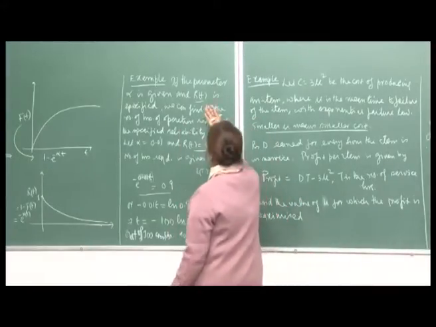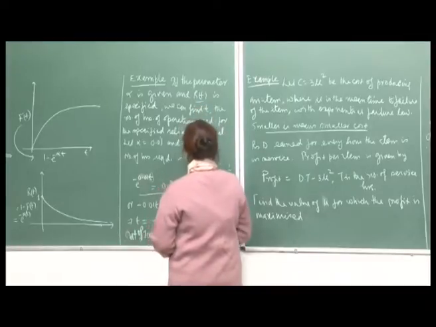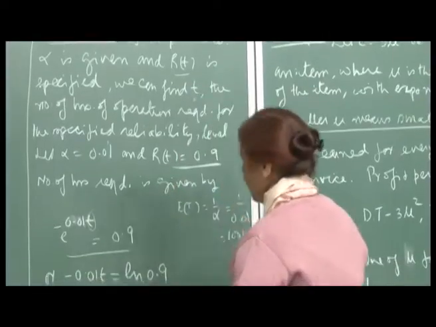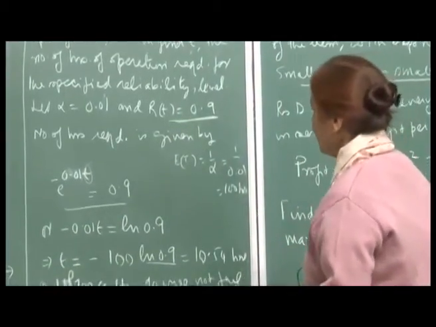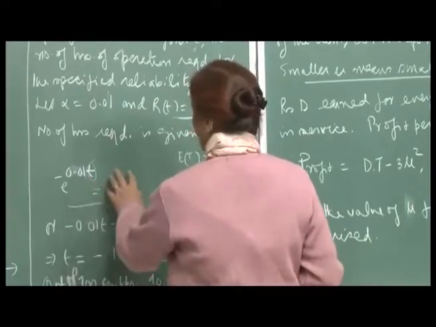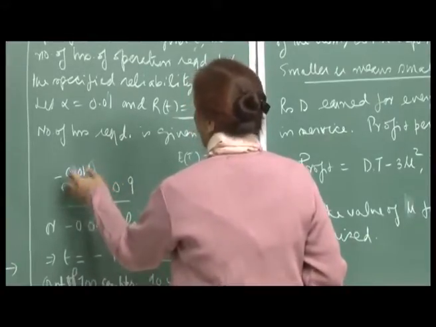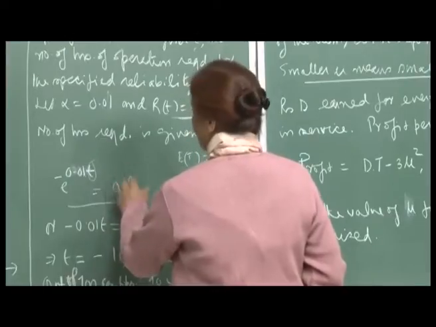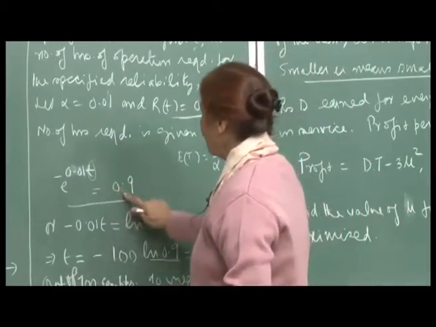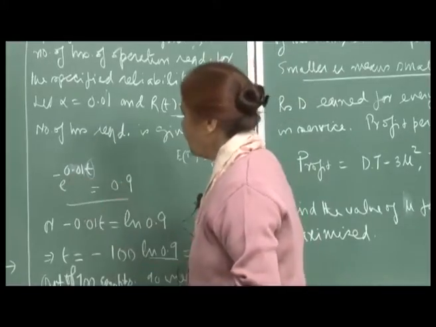So essentially it is a question of what is given and what you can compute. Sometimes you may be given the time, and then you can compute the reliability level. If you are given t, you will be able to determine this number; if you are given this reliability level, then you can determine the time; or if you are given time and reliability, then you can determine the parameter.